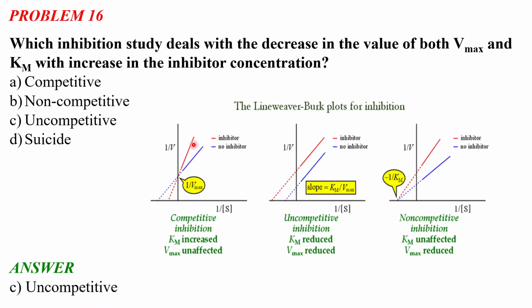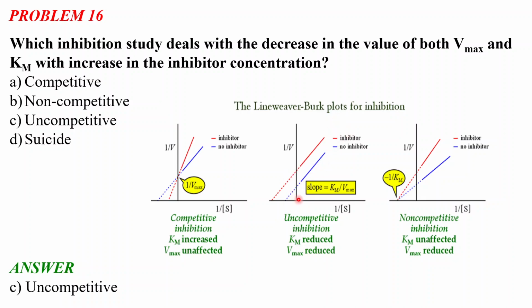As you can see, in presence of inhibitor, this red one, the slope is increasing, but the intercept is remaining the same. Since the intercept remains the same, the Vmax remains unaffected. Sorry, I made a mistake. The slope is Km by Vmax. Since the slope is increasing and Vmax is remaining unaffected, it means that Km is increasing in case of the competitive inhibition.